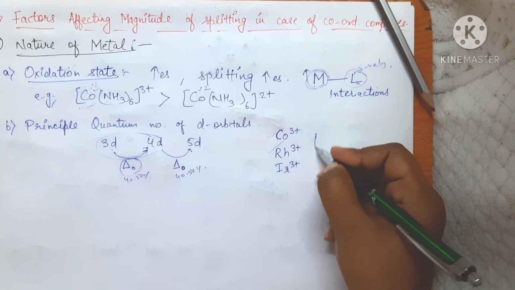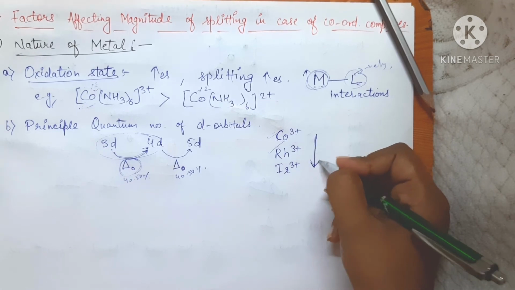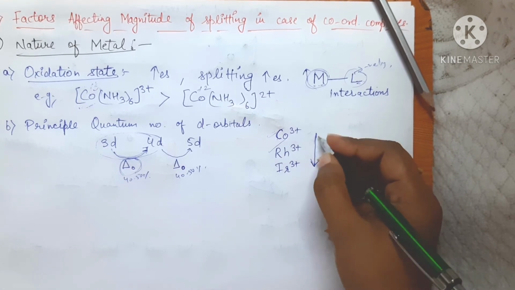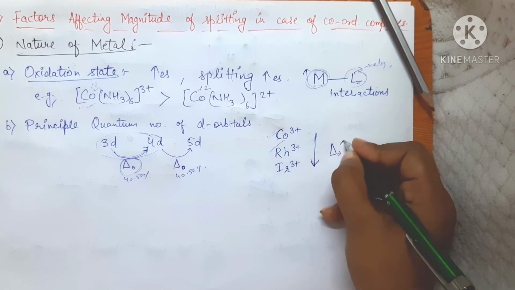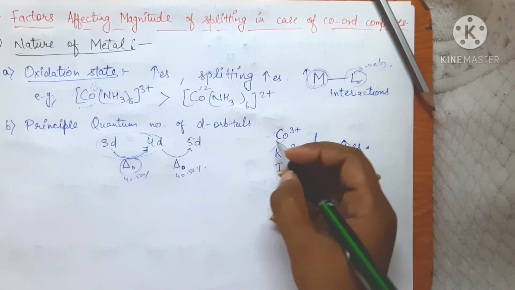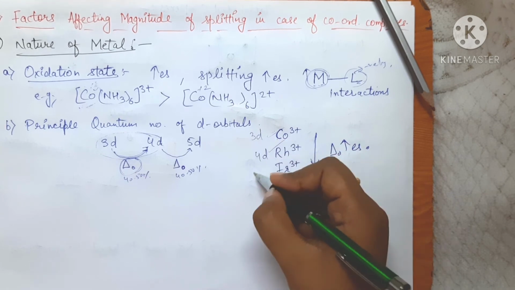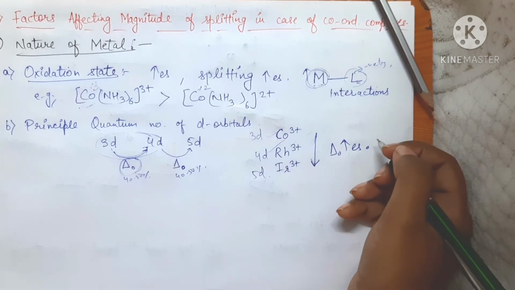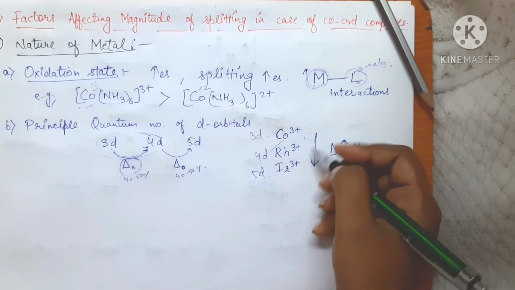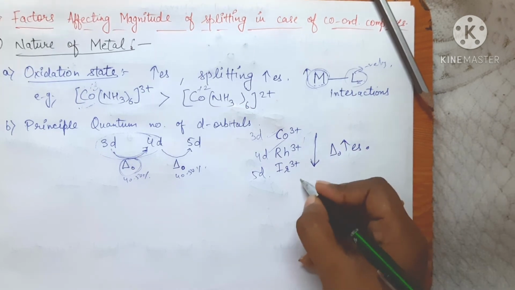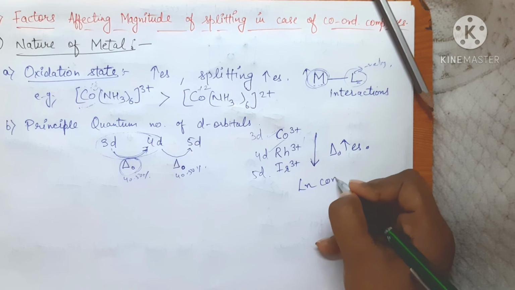These are from the same group. So what happens on moving down? Del O increases. This belongs to the 3d series, this belongs to the 4d series, this belongs to the 5d series. So why does this happen? Due to lanthanoid contraction.